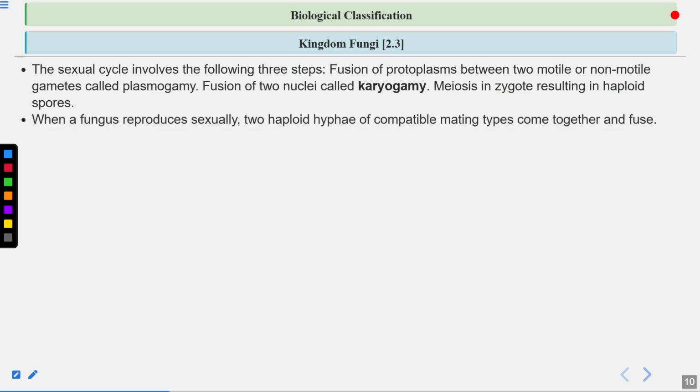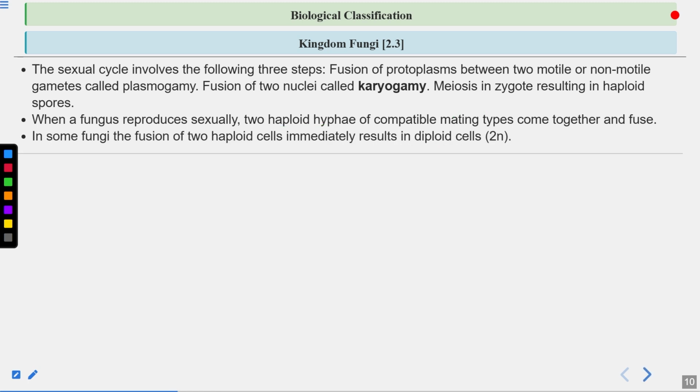So what happens during the sexual reproduction? Two haploid hyphae of compatible mating type, one will be plus, one will be minus, come together and fuse; their protoplasm fuses. Now sometimes, in some fungi, the fusion of two haploid cells immediately results in diploid cells.